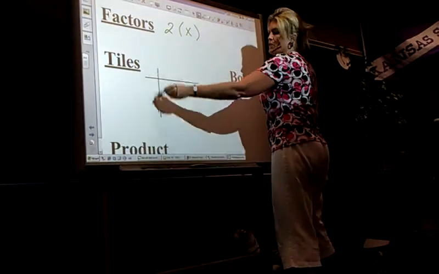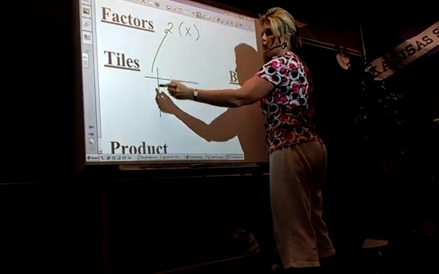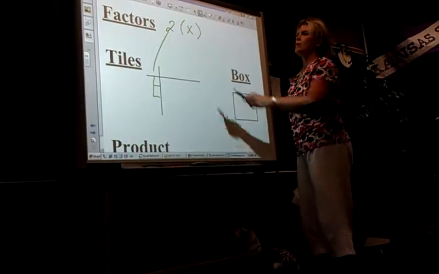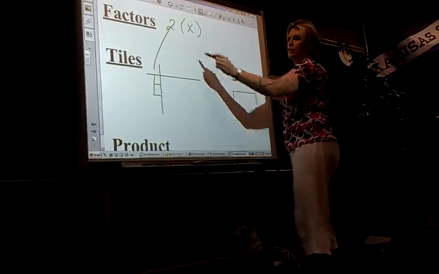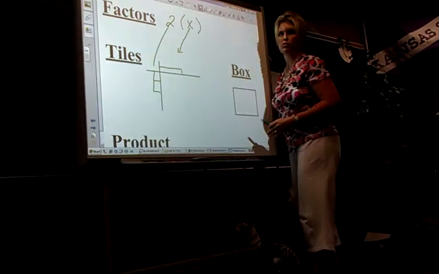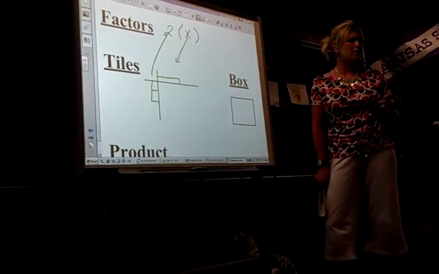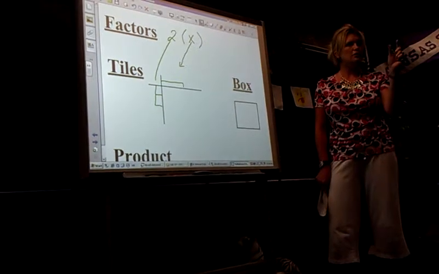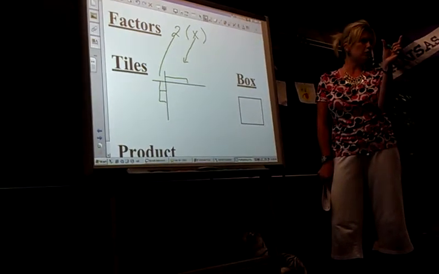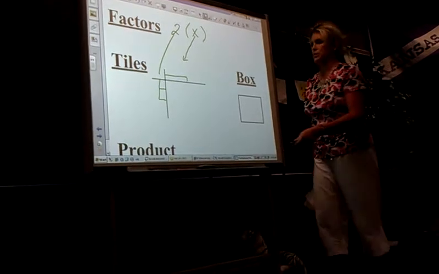So in the first column right here, I'm going to draw my 2 tiles. The x is going to go across the top. Make sure you draw it longer than your units. You have to be able to separate your unit tiles, the unit tiles are smaller ones, and the x's. And if you're not careful, you'll confuse yourself and draw the wrong shape.